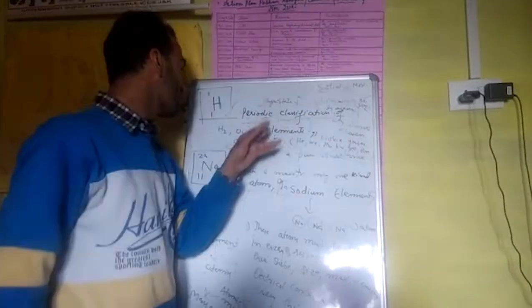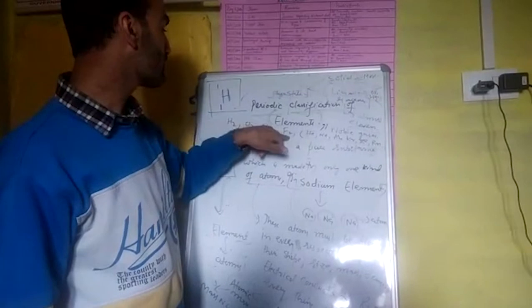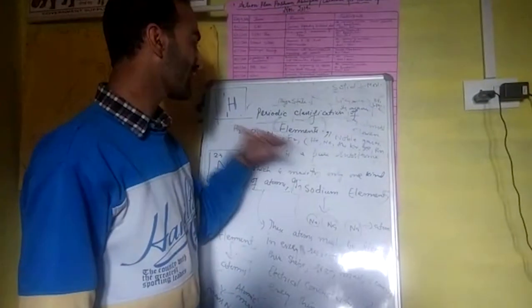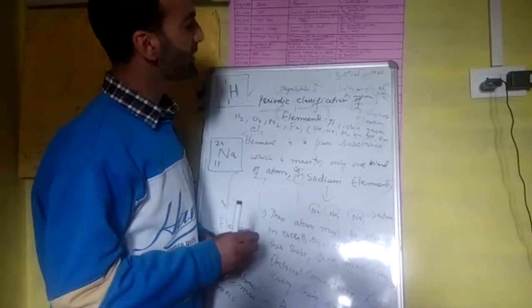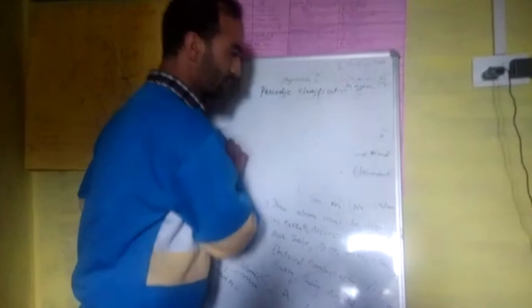Bromine is a non-metallic liquid. Mercury is a metallic liquid. Gaseous elements include noble gases: helium, neon, argon, krypton, xenon and radon. Also it includes hydrogen, oxygen, nitrogen, fluorine and chlorine. These are the gaseous elements.